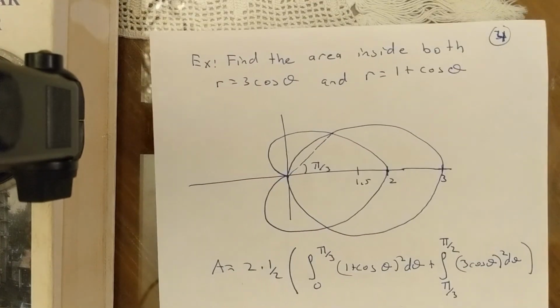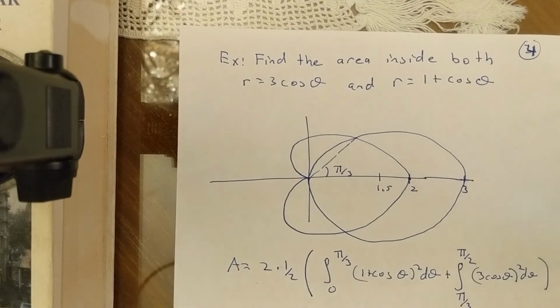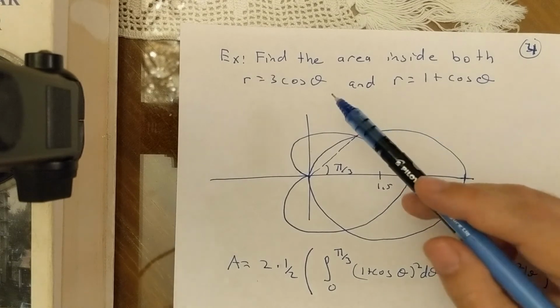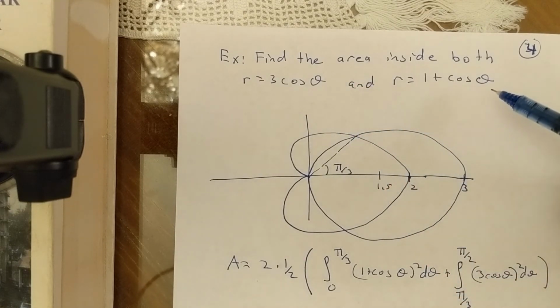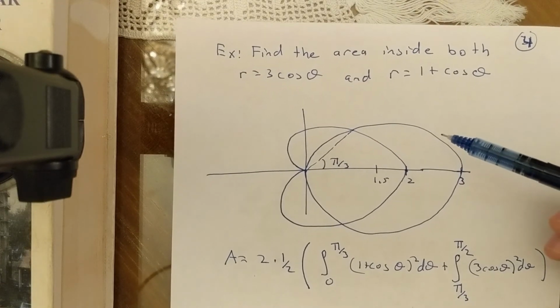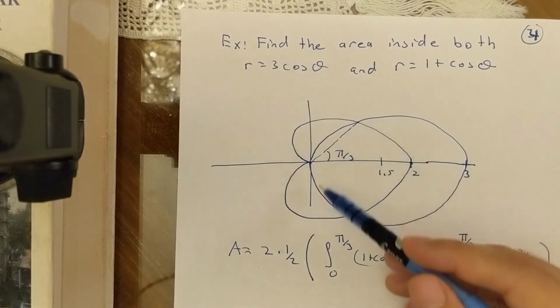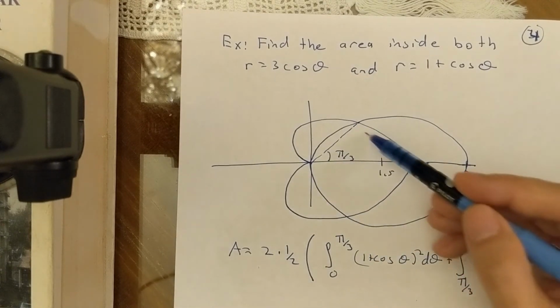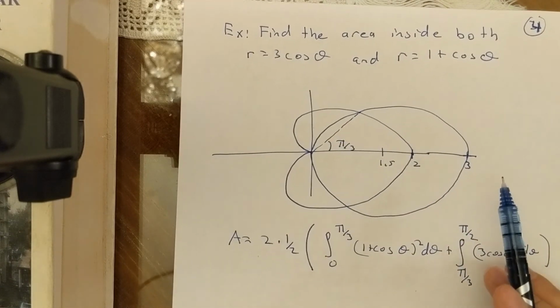Even more difficult. Right now, I'm going to change the question. We're going to again have the same curves, r equals 3 cosine theta and r equals 1 plus cosine theta. But this time, I want the area inside both of them. I want the area of their intersection. So this is the region inside both of them. You see this kind of region here.